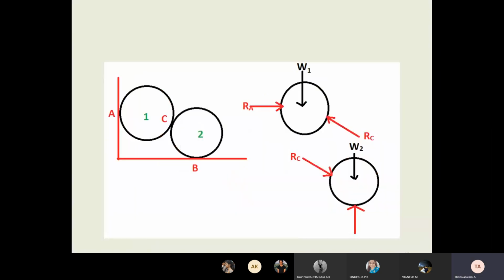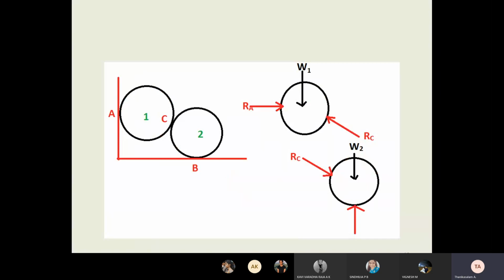Okay. These are two balls, ball 1 and ball 2, spherical balls. One ball is resting on the vertical wall and resting on another ball. Ball 2 is resting on the ground surface. Now see the first ball diagram, the upper one. The first ball has weight, vertical downward. I marked it vertical downward.